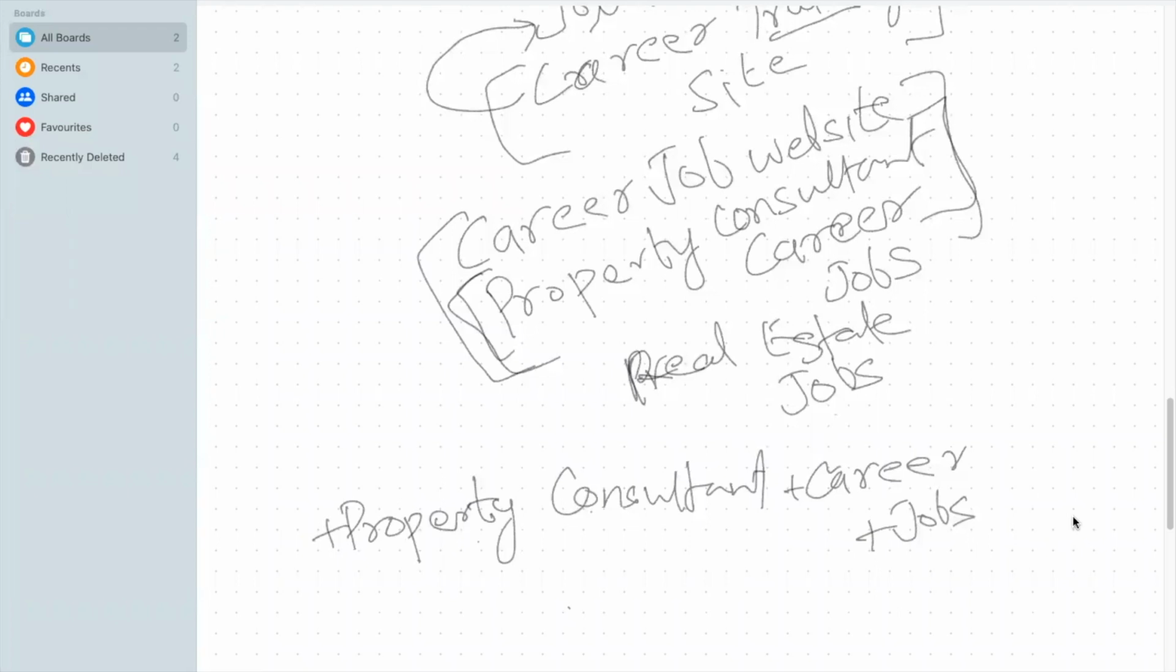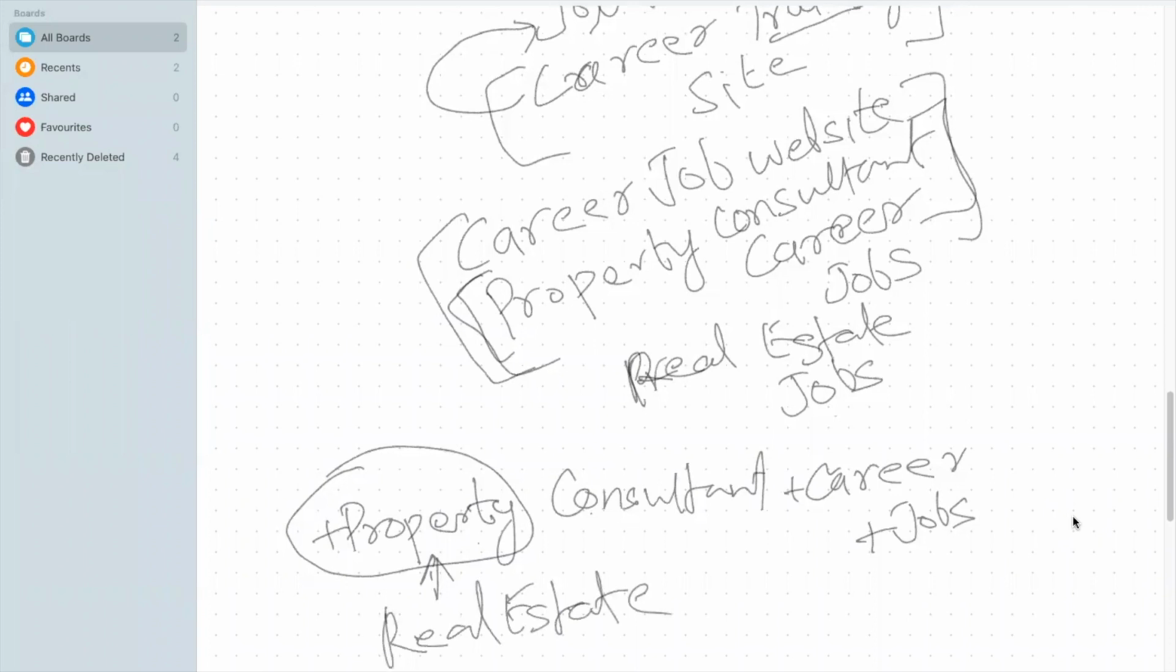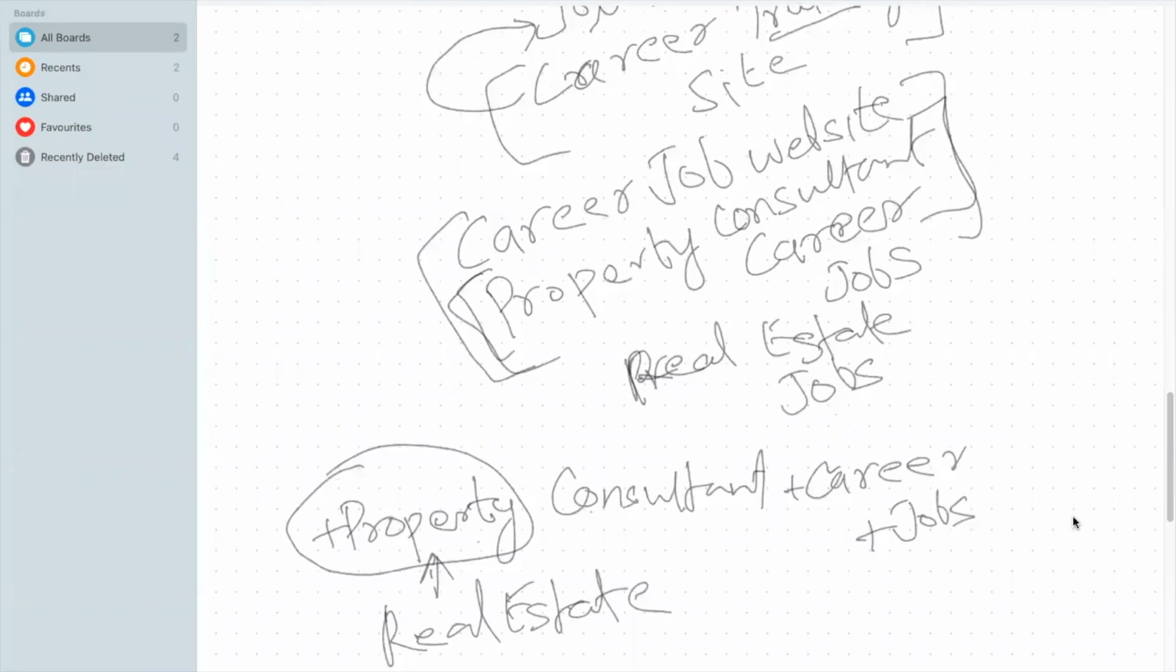So what will happen if I put a plus? Again it will still take variations of property, but those variations will not be very broad. Like property consultant career, it can be real estate consultant also, right? That kind of synonym it will take, but the range of that variation will get reduced and it will take something that is matching. It will not take a wide variety. If I don't put a plus, it can take a lot of things, like other synonyms of property as well.